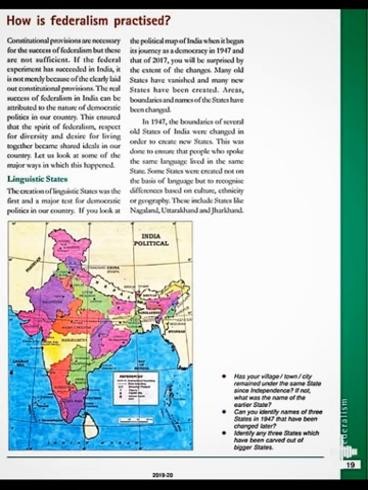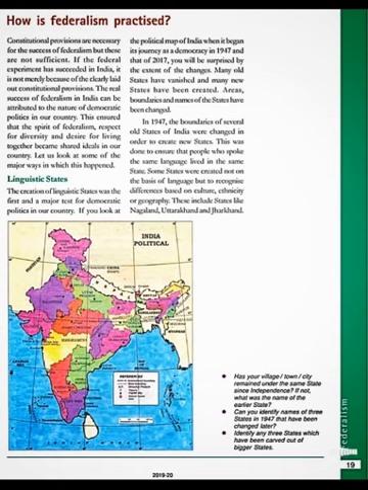Now under linguistic states, students, the creation of linguistic states was the first and the major test for the democratic politics in our country. If we see, in 1947 the scenario was different. Our states evolved over a period of time. So if you compare the political map of India when it began its journey as a democracy in 1947 and that of 2020, you will be surprised by the extent of the changes. Many old states have vanished and many new states have been created.